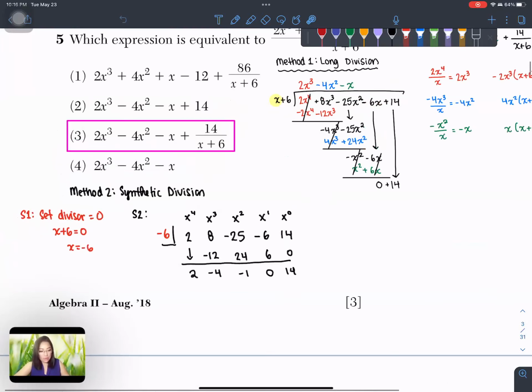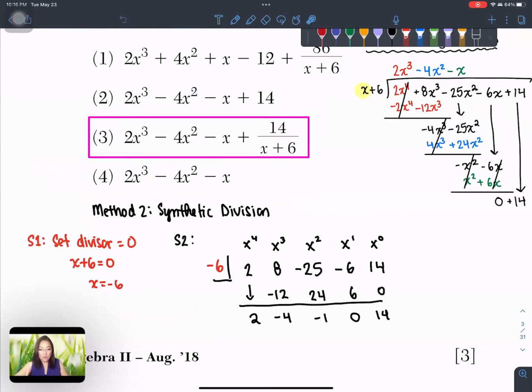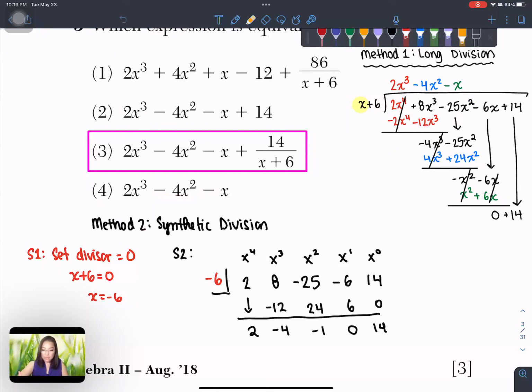The second one is synthetic division, and it's basically 2 steps. Set the divisor equal to 0 so that you know what to put in the corner, then put the coefficients, and then perform your bring it down, multiply, and add. When you get to the last position, you have 14. If this number is 14, that means your remainder has to be 14, and this is the only one that has a remainder of 14. The first one has a remainder of 86. The second one doesn't have a remainder, and neither does the 4th one.